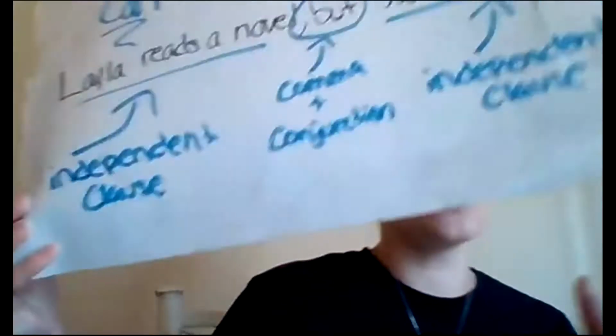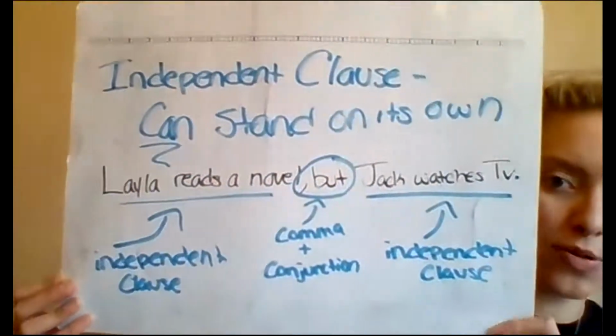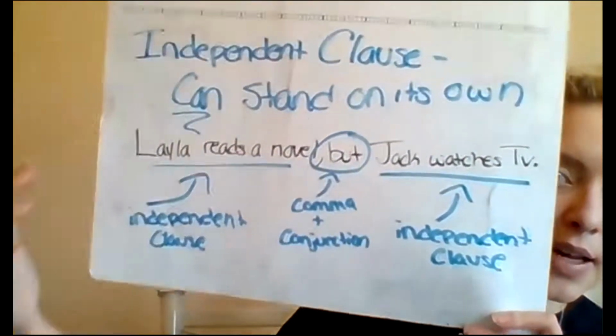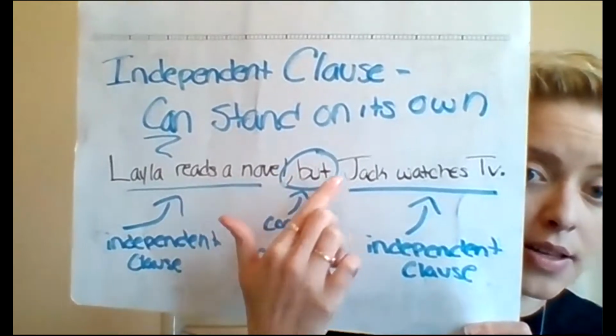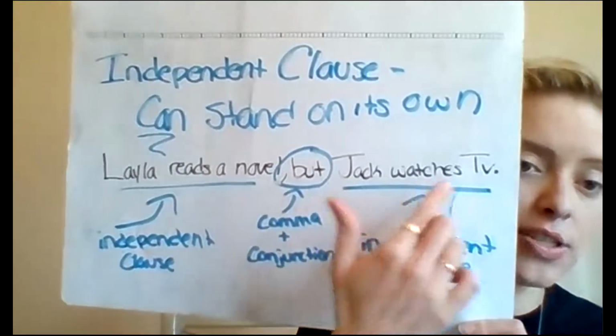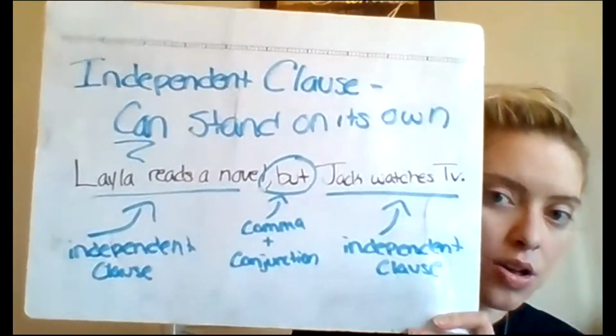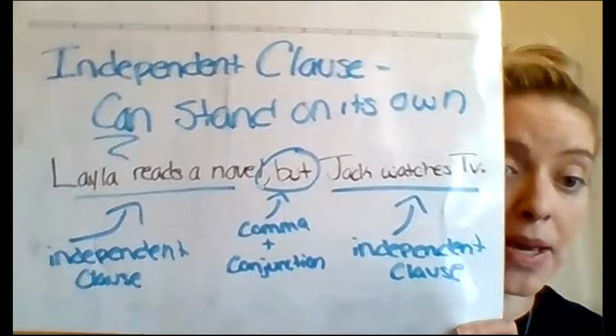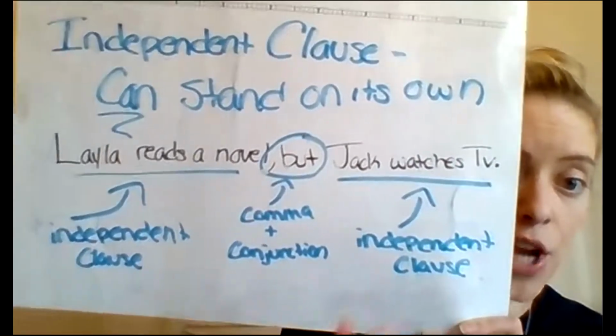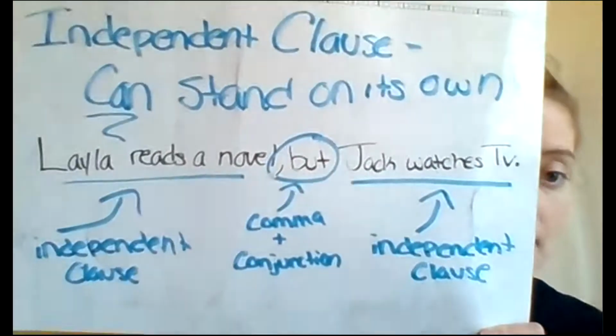Okay. So this is an example of a compound sentence. Okay. Layla reads a novel, but Jack watches TV, okay? So these are two independent clauses. Let's look at them separately. Layla reads a novel. That makes sense on its own. Jack watches TV. That makes sense on its own.